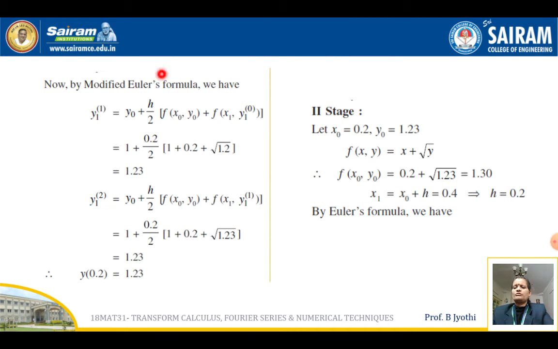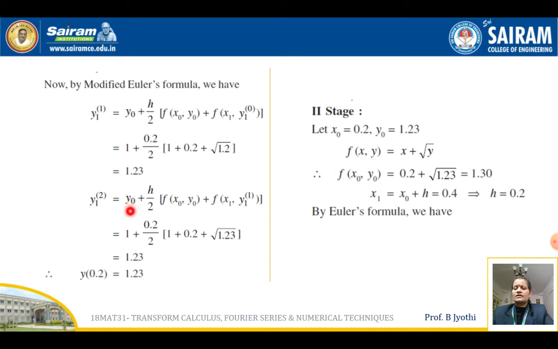Now by using the modified Euler's formula, we have y1 of 1 is y naught plus h by 2, f of x naught comma y naught plus f of x1 comma y1 of 0. So we get 1 plus 0.2 by 2 into 1 plus 0.2 plus root of 1.2, which on simplification gives 1.23.